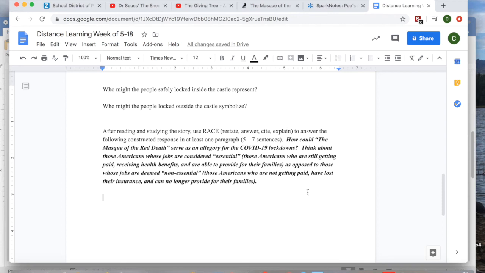And then there's other people who are urgently out of a job and they don't have insurance anymore. They can't provide for their families. They're not getting paid. They don't have the same amount of time to wait and to be patient, because it's more of an urgent situation. So that's the frame of reference you're going to look at the story.